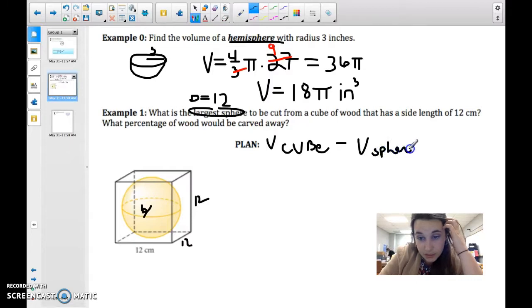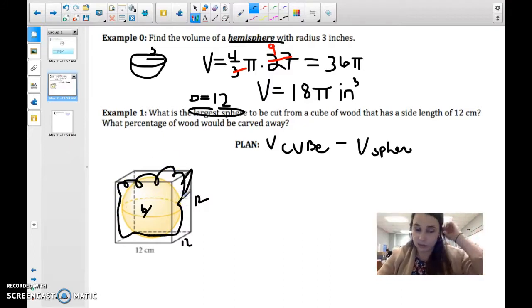And what that's going to do is give us all the remaining bits and pieces on the outside, as illustrated by my squiggly drawing there.